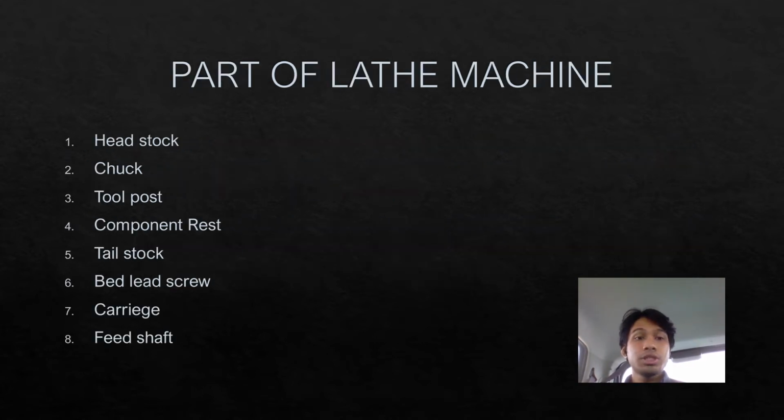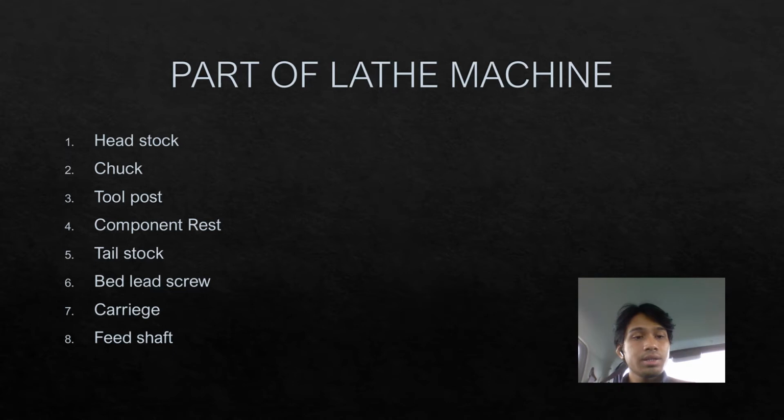The lathe machine has 8 parts. The first one is the headstock. The headstock is on the left end of the bed. The headstock's primary role is to transmit power to the various sections of the lathe. The second part is the chuck. A chuck is used to hold a workpiece, especially one that is short in length but large in diameter or has an uneven shape.